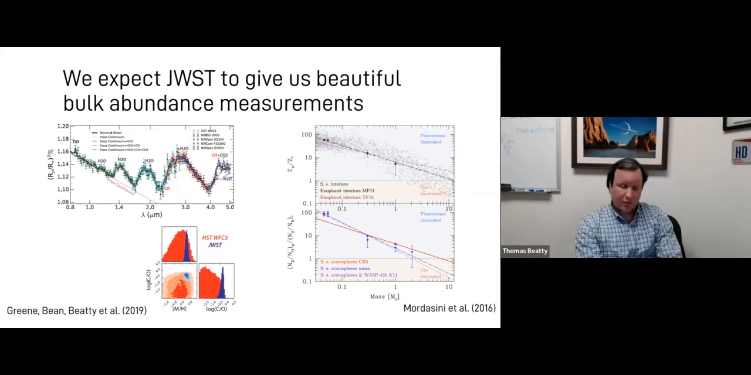And thinking about planet formation, when we were talking about planet formation in the intro, I showed this plot of mass versus bulk metallicity. We're going to be able to get very good bulk metallicity measurements for these exoplanets as a function of mass, so we're going to be able to really well populate this diagram at a much higher precision than we've been able to do to this point.